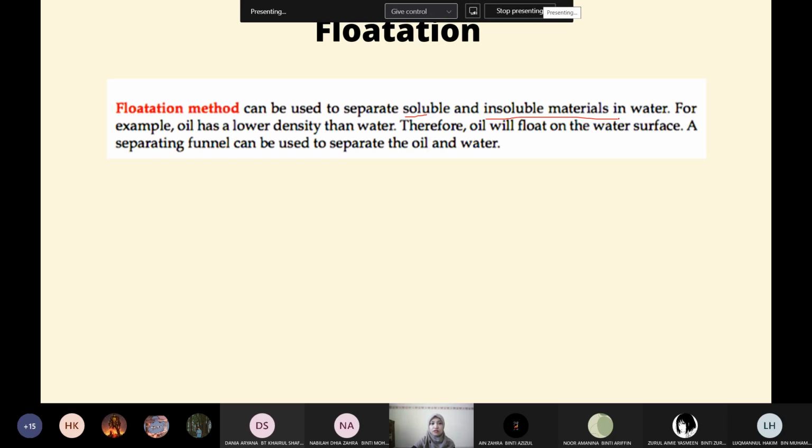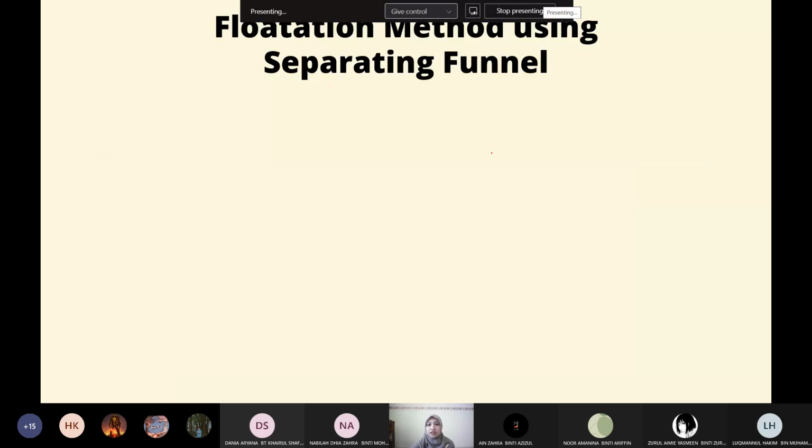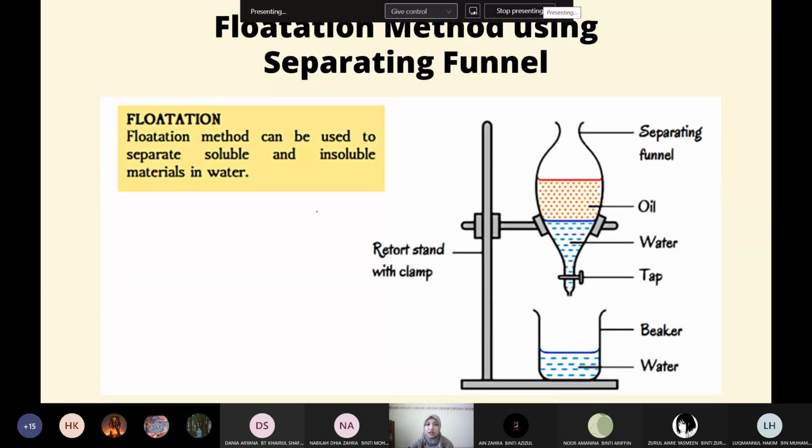For example, we have oil and water. We know that oil has lower density than water, so therefore oil will float. Dia duduk di atas, will float on the water surface. So we can use a separating funnel to separate oil and water. So this is the separating funnel, yang ini kita guna flotation method lah.